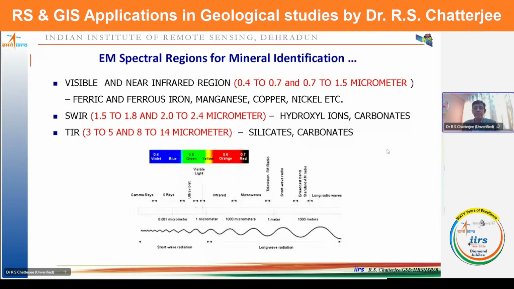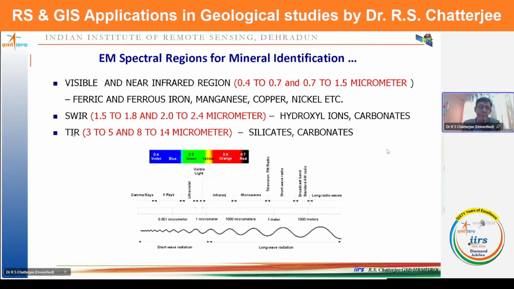You see, the electromagnetic spectral regions are important for identifying a particular mineral. Like in case of visible and near infrared, 0.4 to 0.7 and 0.7 to 1.5 micrometer, they are important for identifying ferrous and ferric iron in 0.4 to 0.7 and manganese, copper, nickel in this region. At short wave infrared, like 1.5 to 1.8, that is SWIR 1, and SWIR 2, short wave infrared 2, to 2.4, these are important for hydroxyl ions and carbonates.